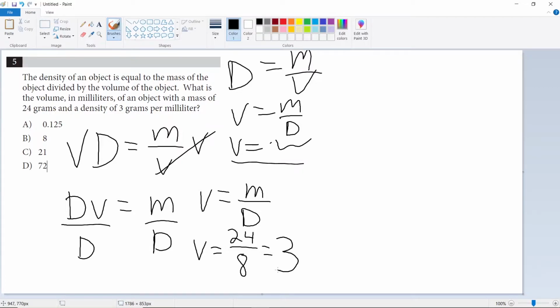24 divided by 8 equals 3, and I wrote the wrong numbers in. I was testing you. Okay. The density they told us is 3, and now you're saying, but you said it was 8. Okay, I made a mistake. It's 3. 24 divided by 3 equals 8.